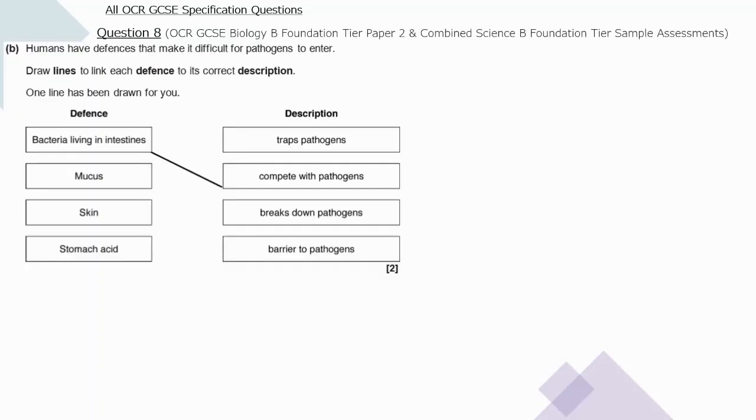Question 8. Humans have defences that make it difficult for pathogens to enter. Draw lines to link each defence to its correct description. One line has been drawn for you.